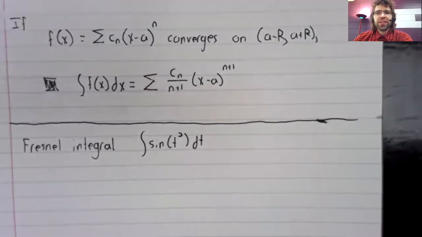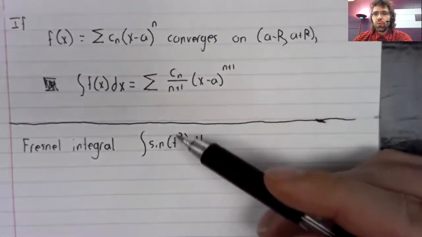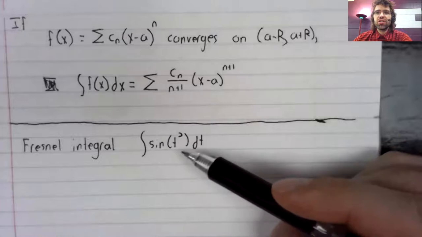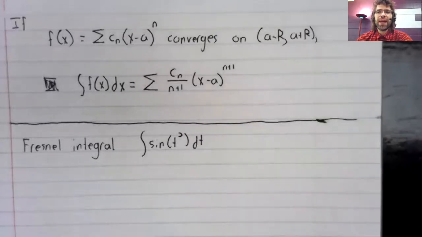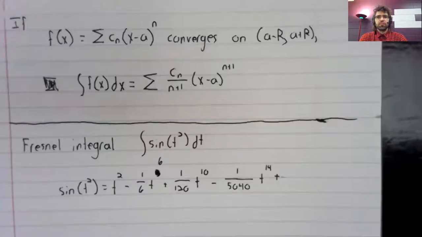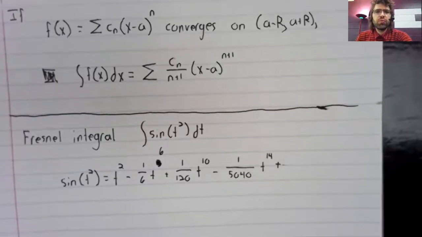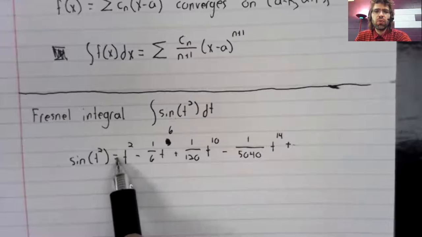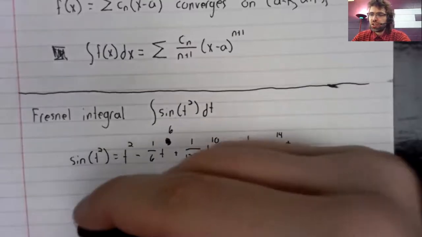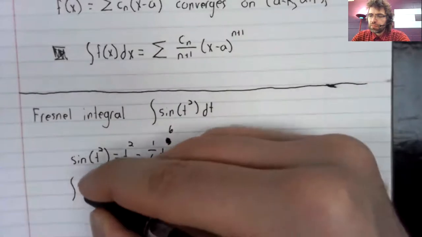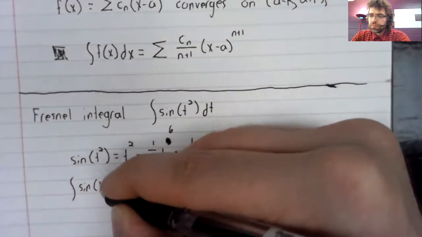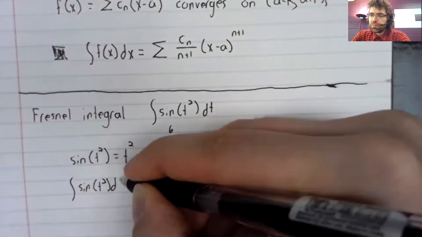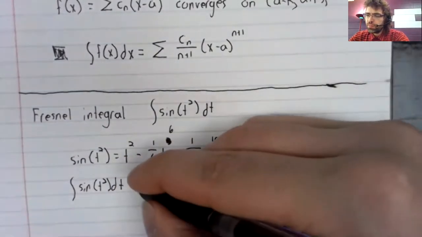However, as of next section, we will be able to write the sine of t squared as a power series. So skipping ahead a little, here are the first few terms of the power series that equals this function. So now we can compute this integral piece by piece.